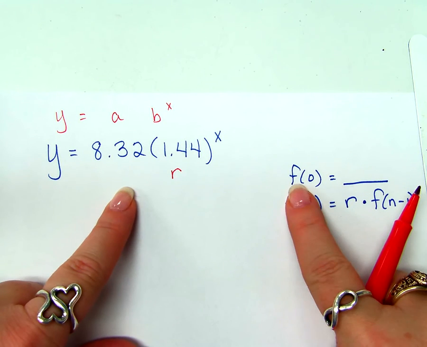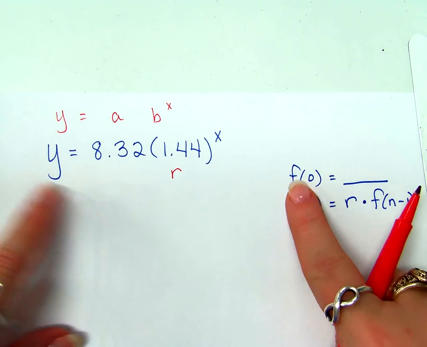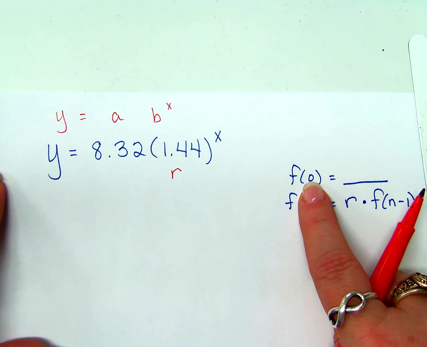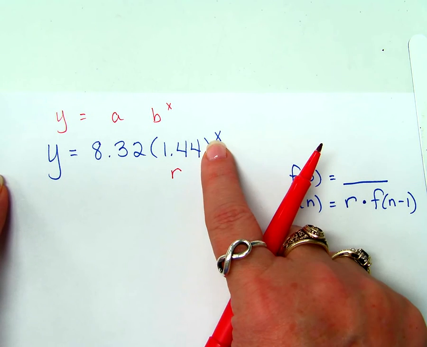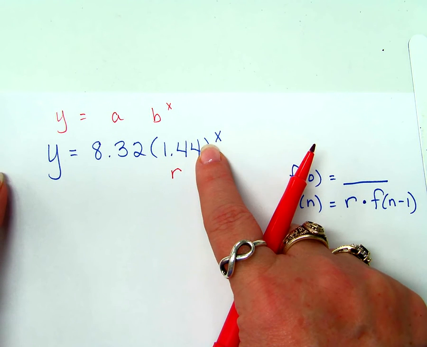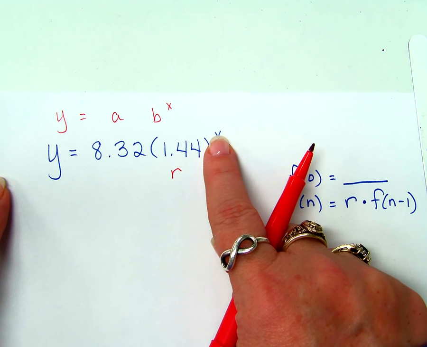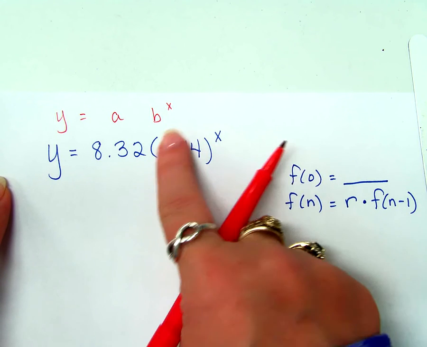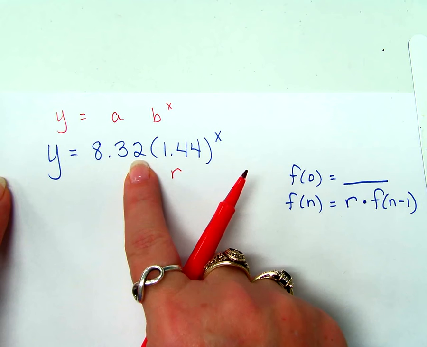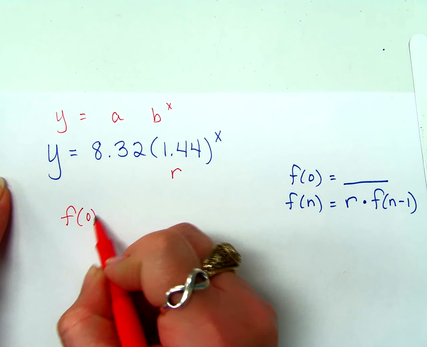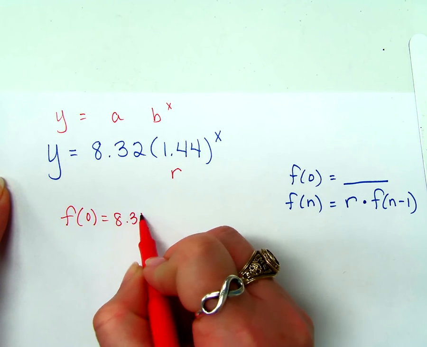All we need to know then is f of 0. How do we find f of 0? Well, what used to be here? Used to be an x. What do I want there now? A 0. So what is 1.44 raised to the 0 power? 1. Because anything raised to the 0 power is 1. What is 1 times 8.32? So for this particular problem, our f of 0 is 8.32.